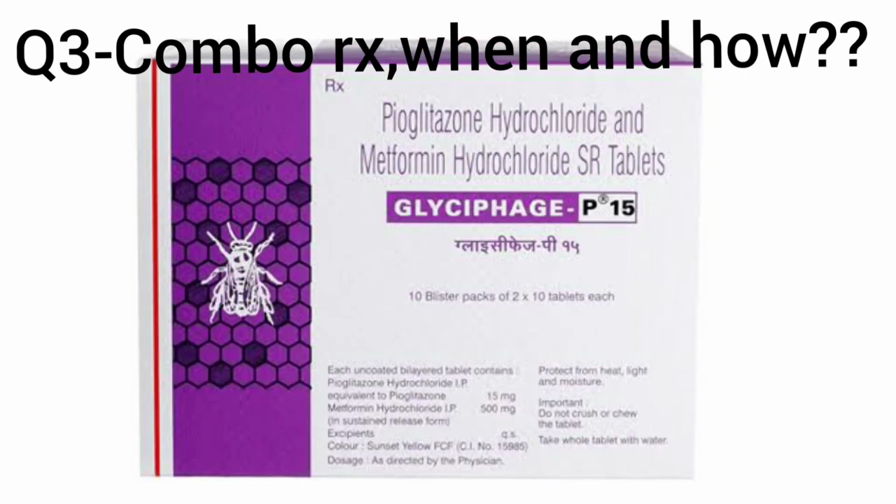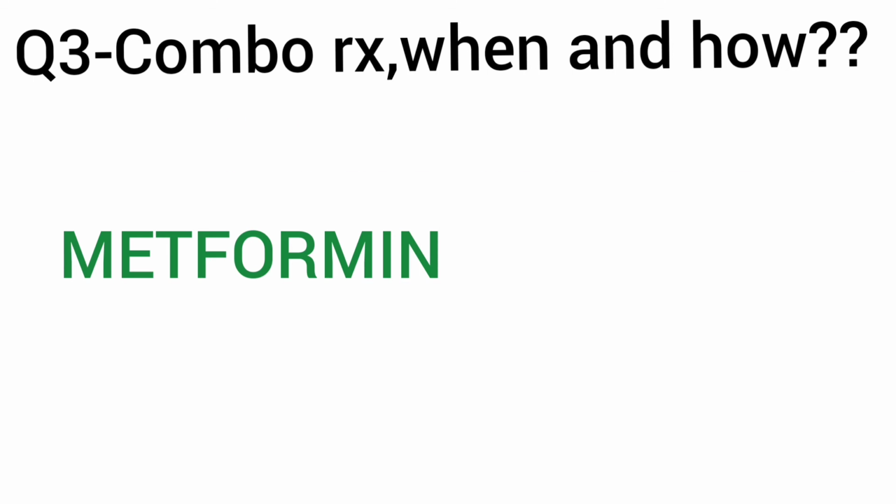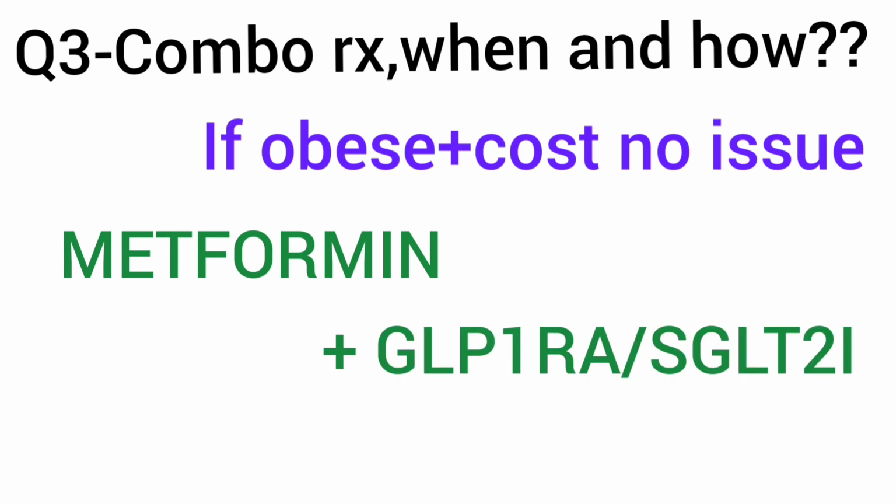Glyci Phase P is the brand available with the pioglitazone and metformin combination. If the double combination fails, then we can try the triple combination. The brand is Glycinam Total. If the patient is obese, then after metformin we have to give either a GLP-1 receptor agonist or SGLT2 inhibitors. If one among them fails, then we can give a triple combination with metformin, GLP-1 receptor agonist and SGLT2 inhibitors. Or if the patient cannot afford a GLP-1 receptor agonist, then we can proceed to DPP4 inhibitors.